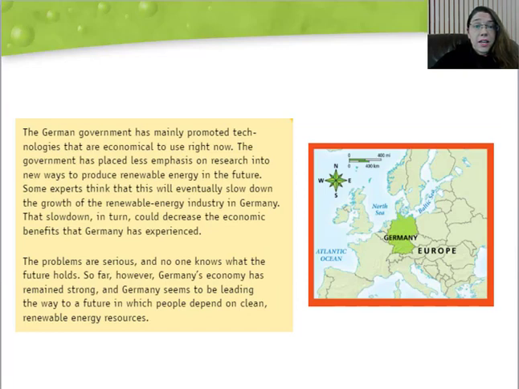The German government has mainly promoted technologies that are economical to use right now. The government has placed less emphasis on research into new ways to produce renewable energy in the future. Some experts think that this will eventually slow down the growth of the renewable energy industry in Germany. That slowdown in turn could decrease the economic benefits that Germany has experienced. The problems are serious and no one knows what the future holds.